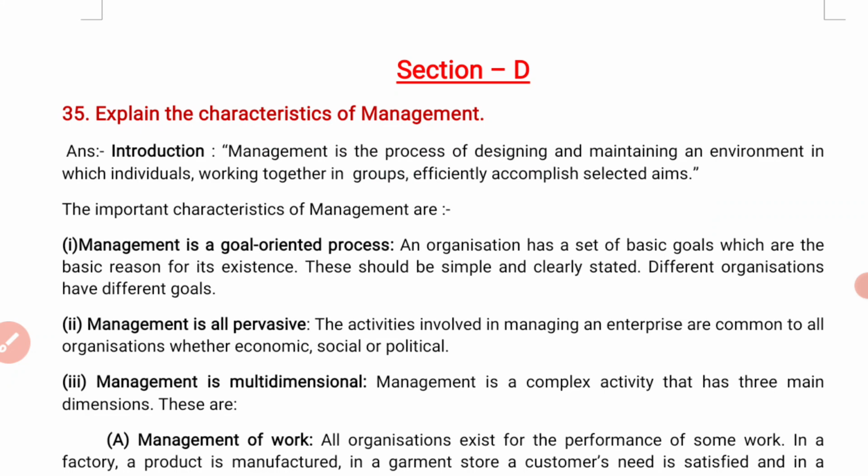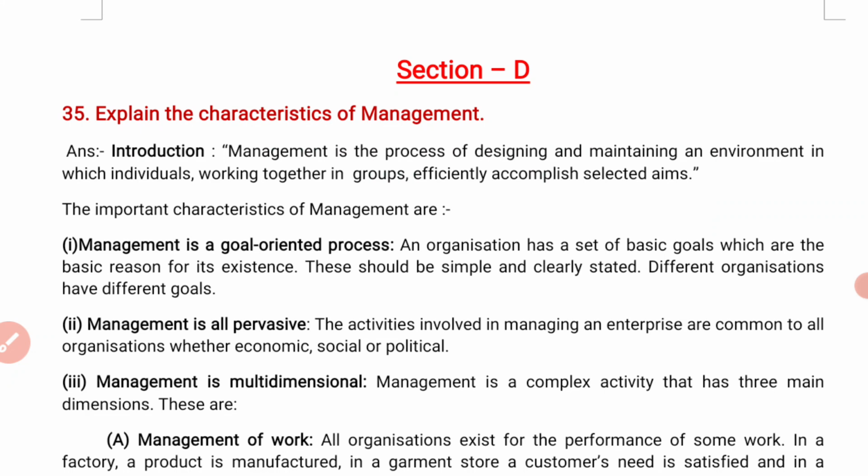So that is the first question, 35th question. Explain the characteristics of management. Students, you have to remember that while writing an 8 marks question, first we have to write the introduction, then the given question is to be answered, and last we have to end with the conclusion. So here they have asked, explain the characteristics of management.